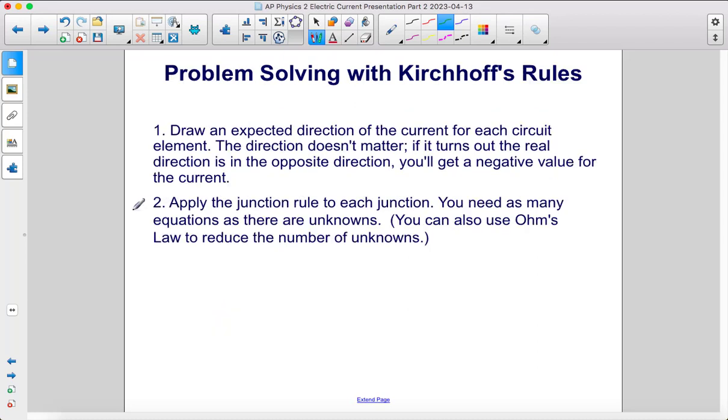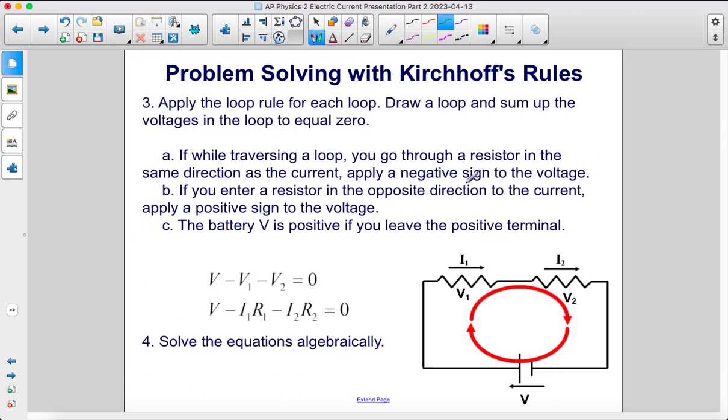When problem solving with Kirchhoff's rules, the first step is to draw an expected direction of the current for each circuit element. The direction doesn't matter. If it turns out the real direction is in the opposite direction, you'll just get a negative value for the current. The second step is to apply the junction rule to each junction. You need as many equations as there are unknowns. You can also use Ohm's law to reduce the number of unknowns. Next, apply the loop rule for each loop. Draw a loop and sum up the voltages in the loop to equal 0. So here, we just have one loop, so it's pretty simple.